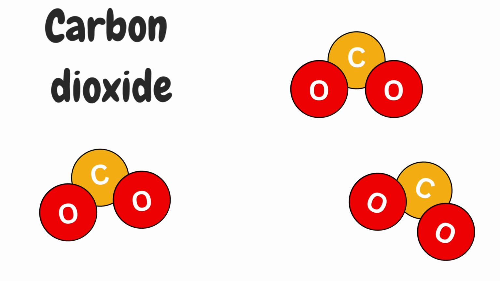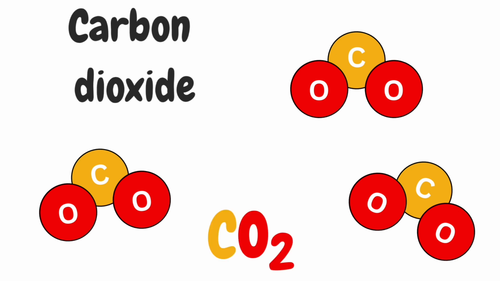Carbon dioxide is also a compound. It's made up of atoms of carbon and atoms of oxygen bonded together. Carbon dioxide has the formula CO2. The single C with no number after it means there's one atom of carbon, and the O2 tells us that this is joined to two atoms of oxygen.